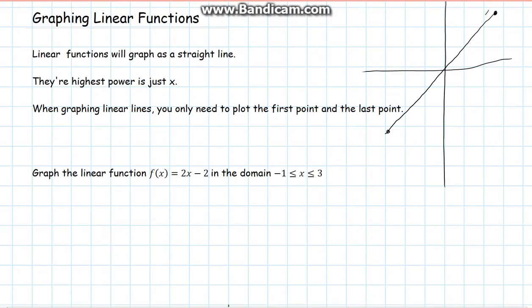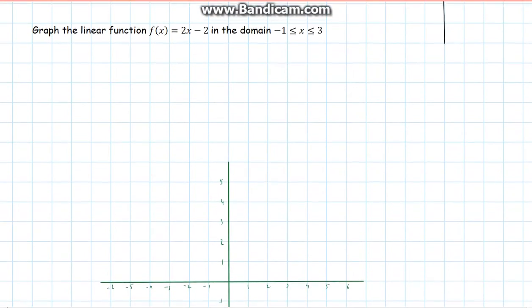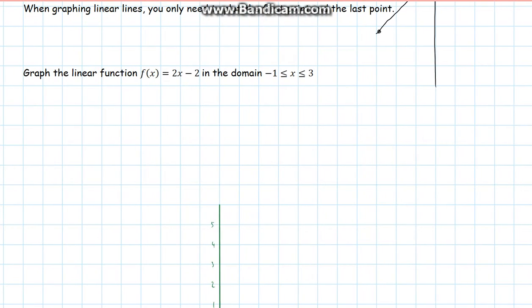So when they give us a question like graph the linear function f of x equals 2x minus 2 in the domain minus 1 is less than or equal to x is less than or equal to 3. We know that f of x means y, so they could present this as y equals 2x minus 2, or as h of x, or g of x, like we talked about before. That's our function in the domain of minus 1 up as far as 3. This means the values from minus 1 all the way up to 3, and they're all x values. It even tells you there.